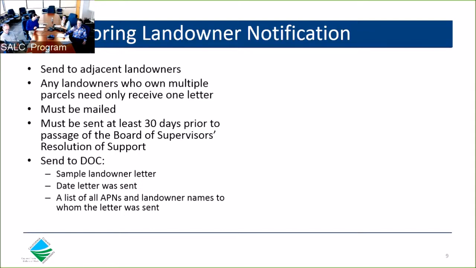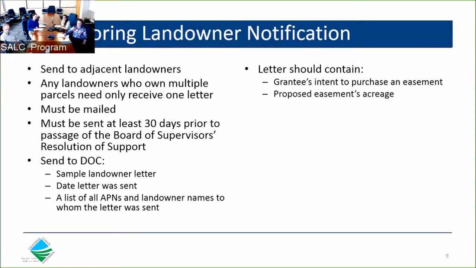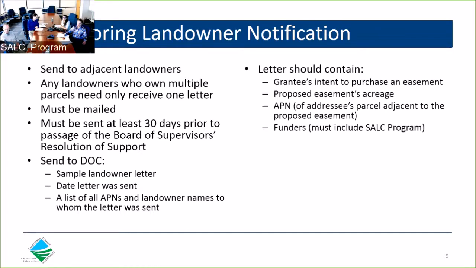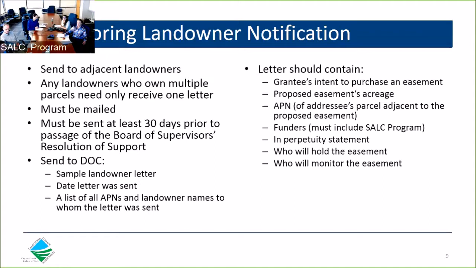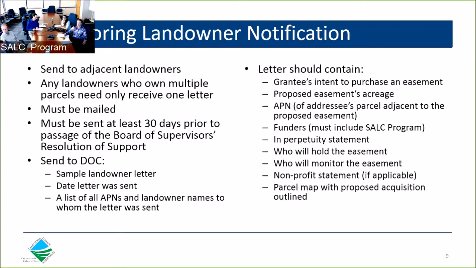The information that we would like to see in the landowner letter includes a statement regarding the grantee's intent to purchase an easement, the proposed easement's acreage, APNs of the addressee's parcel adjacent to the proposed easement, proposed funders, including the SALC program, statement regarding the perpetual nature of the easements, who will hold and monitor the easements, statement regarding your nonprofit status, if applicable, map or parcel map outlining the proposed easement area, and your contact information.